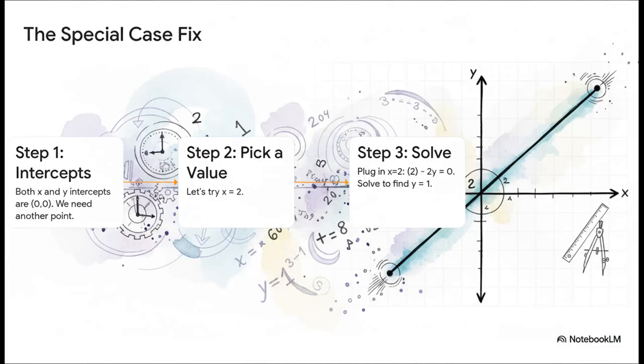Well, the fix is actually really simple. We already have one point, right? (0, 0). We just need to find a second one. So let's pick any convenient value for x. How about we just try x equals 2? We plug that into our original equation: 2 minus 2y equals 0. A little bit of algebra shows us that y has to be 1. So our second point is (2, 1). Now we can just plot (0, 0) and (2, 1), connect them, and there's our line.